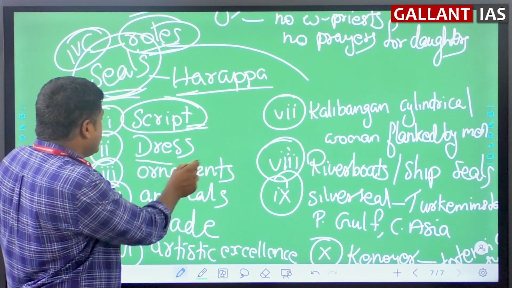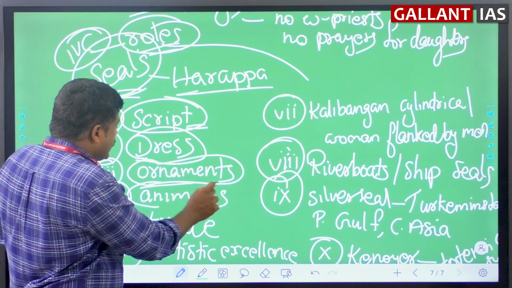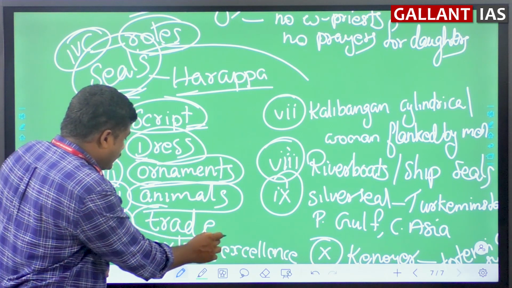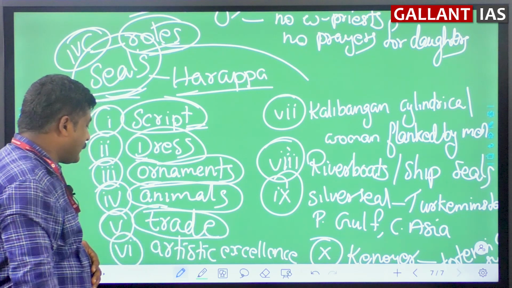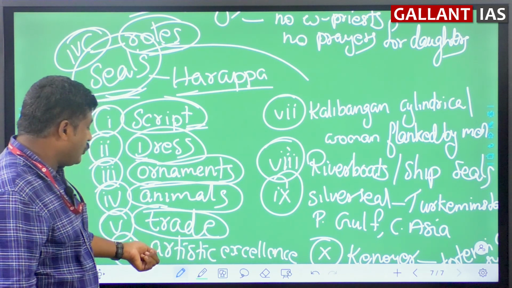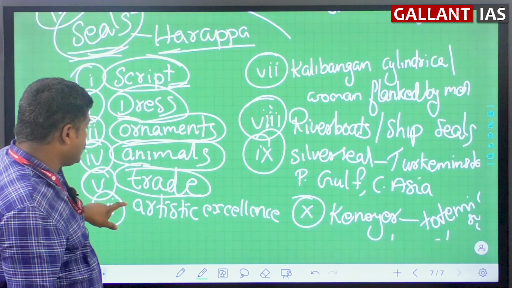We get an idea about their dress code, we get an idea about their ornaments and ornamentation, we get an idea about the animals they domesticated, we get an idea about the trade, because the seals were mostly used for trade purposes, so their external and internal trade. We get an idea about the artistic excellence of these Harappan people.